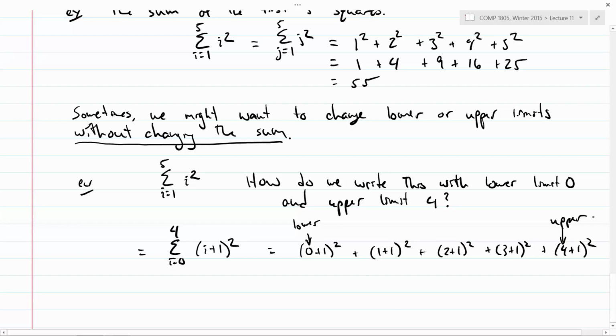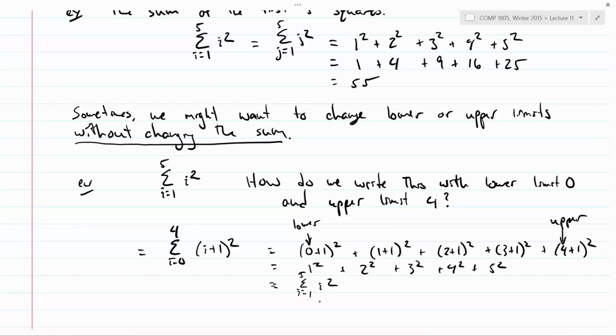And if we simplify this a little bit, this is just 1 squared, 2 squared, 3 squared, 4 squared, 5 squared. And if we look up here, it's exactly the same as beforehand. So this is exactly equal to the sum from i equals 1 to 5 of i squared. Okay, so this tells us that we did it. This sum is exactly the same in the sense that it evaluates to the same number, except its lower limit and upper limit have been changed.